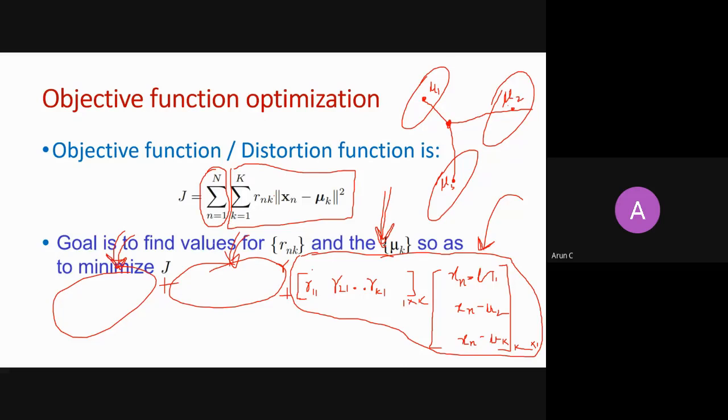There are two parameters here. One is what should be this r vector, whether it is 1 0 0 0 1 1 or something like that, and the other is what my mu1, mu2, up to mu k are. So there are two parameters, r and mu. You agree with this point? So first I need to know where to assign my x and what the centroid of that x is.